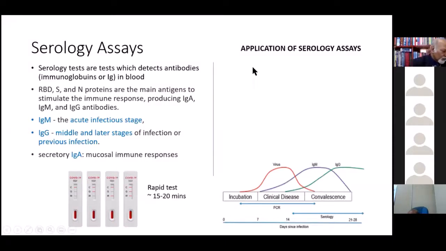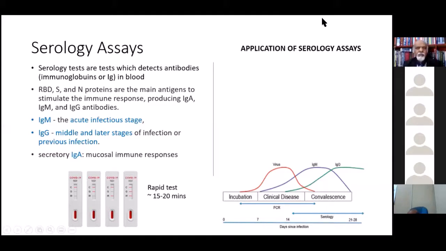So serology assays have a value as well in terms of diagnostics. And the aim of serology tests is to detect individuals who have had previous infection and therefore theoretically have developed the immunity. So serology tests are tests which detect antibodies, which are the immunoglobulins, or in short Ig, in the blood or the serum. So the time course and the accuracy of serology tests are still being debated and are being studied. But the same principles of incorporating the serology test result with other tests and also with the clinical findings still apply as with other types of tests.